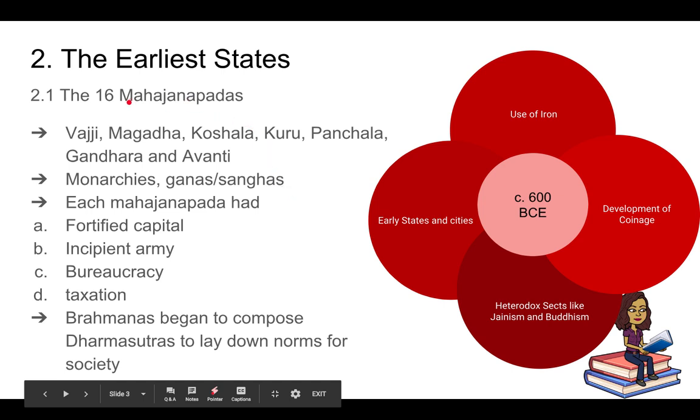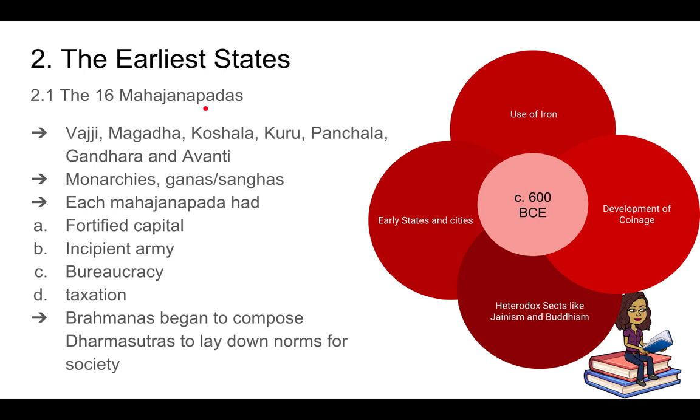Now, when we look at the 16 Mahajanapadas, there are various names that keep coming up in Buddhist, Jain, and Brahmanical texts. But there are some states which are mentioned again and again in each of these sources. These are Vajji, Magadha, Koshala, Kuru, Panchala, Gandhara, and Avanti. So these are some of the common names which keep emerging in these texts. Naturally, it gives us a clue that these 6 or 7 states seem to have been the most important.